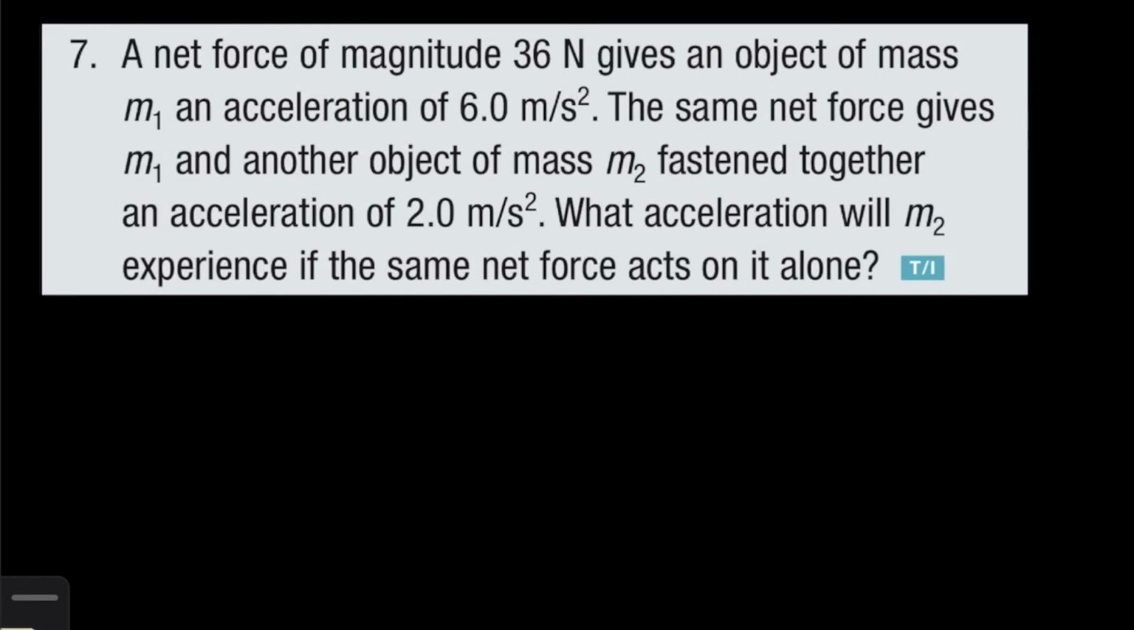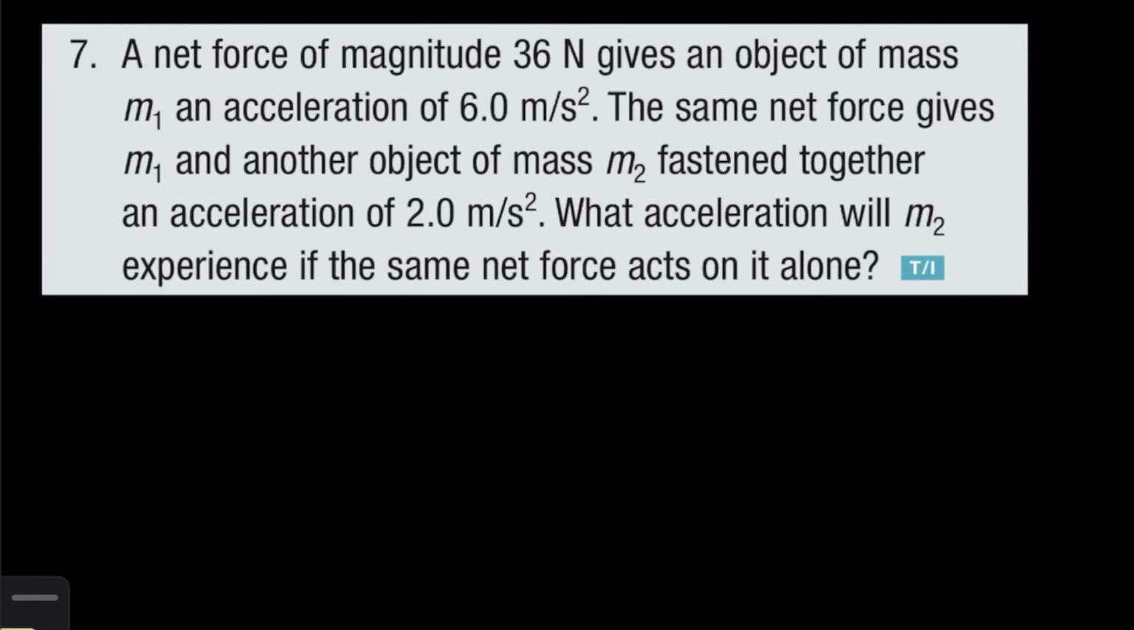Question 7. A net force of magnitude 36 newtons gives an object of mass m1 an acceleration of 6 meters per second squared. The same net force gives m1 and another object of mass m2 fastened together an acceleration of 2 meters per second squared. What acceleration will m2 experience if the same net force acts on it alone?